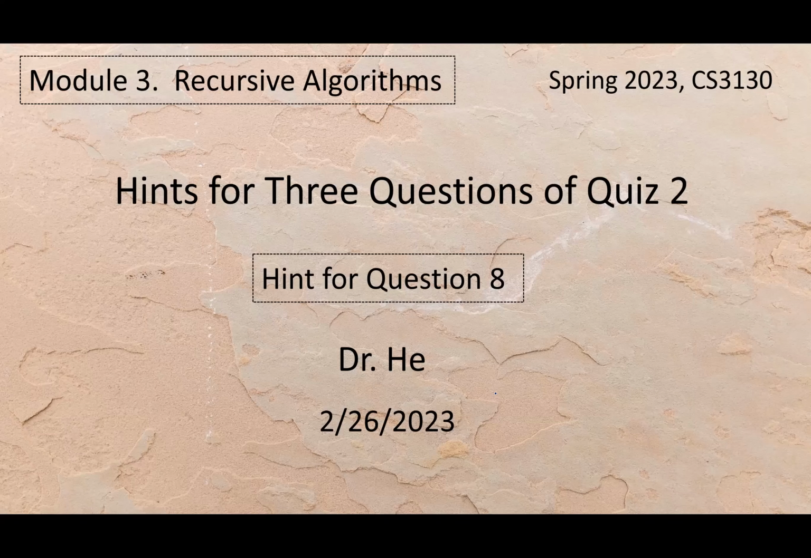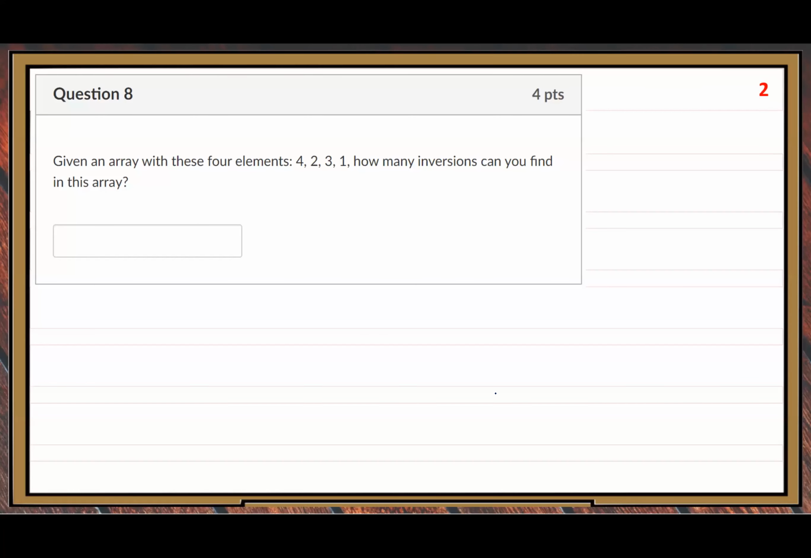So next, a hint for question 8. Some students do not know how to find the answer. Here it's a simple question. You are only given 4 elements in this format, and the question is how many inversions. You need to count the number of inversions in this small array.